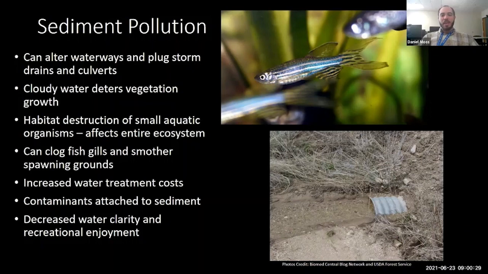sediment buildup in culverts can really become an expensive issue, not only to maintain the culvert, but if sediment builds up to the extent that it's completely clogging the culvert, you can get major flooding, which can cause further damage to public facilities, private facilities, and this all can be very expensive.